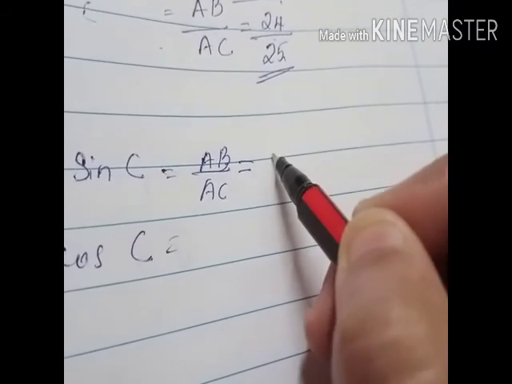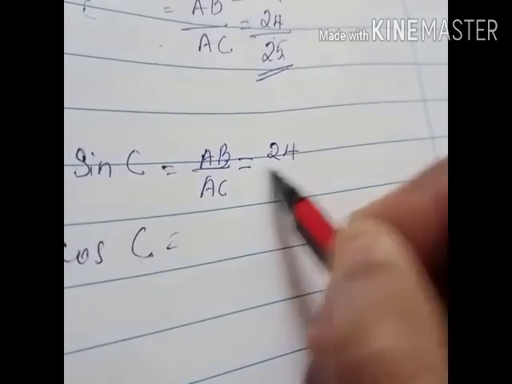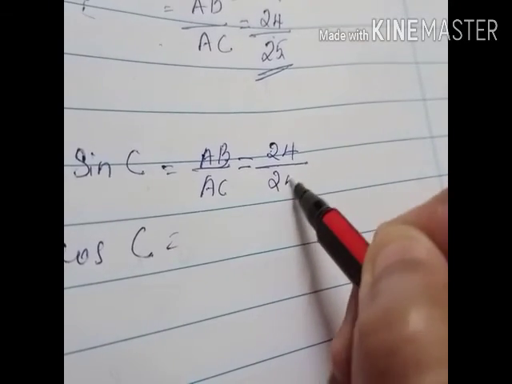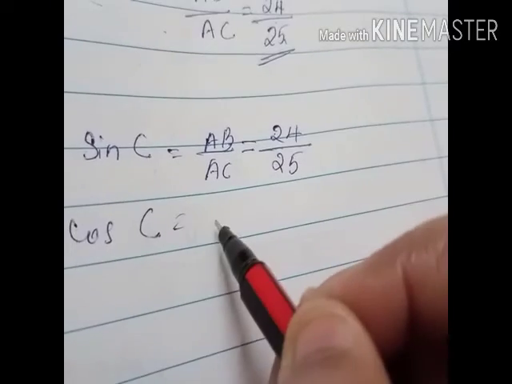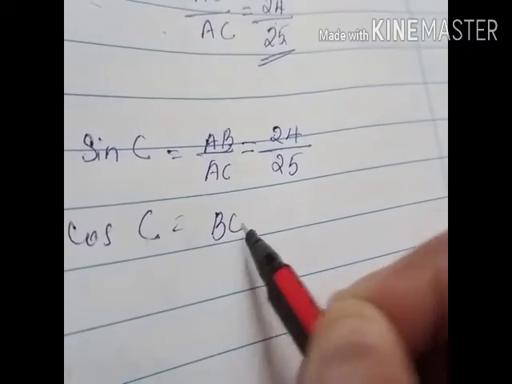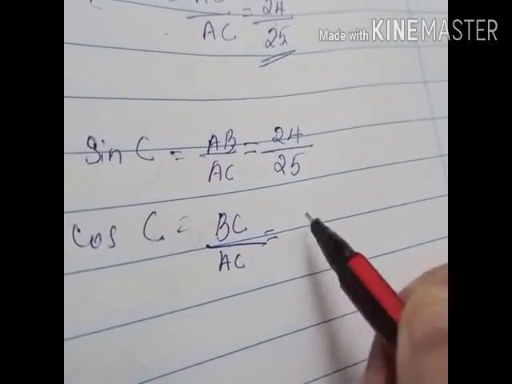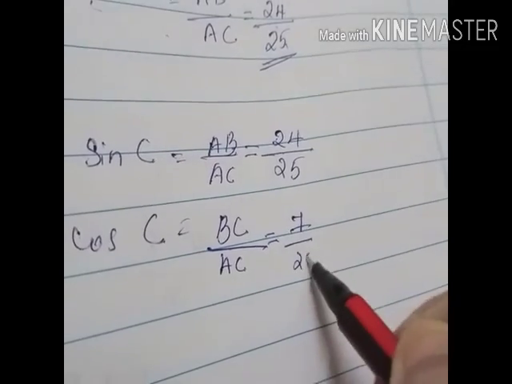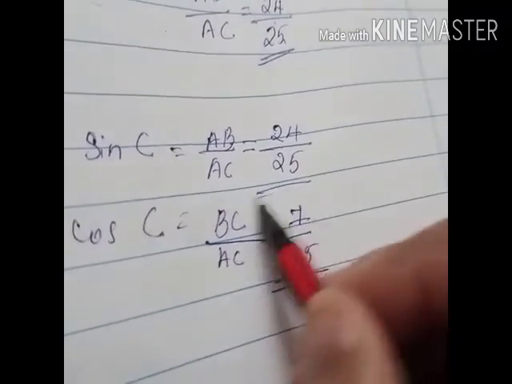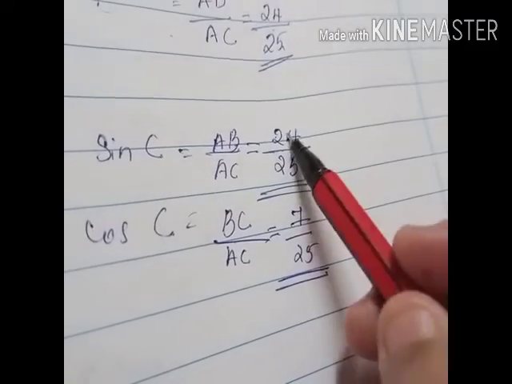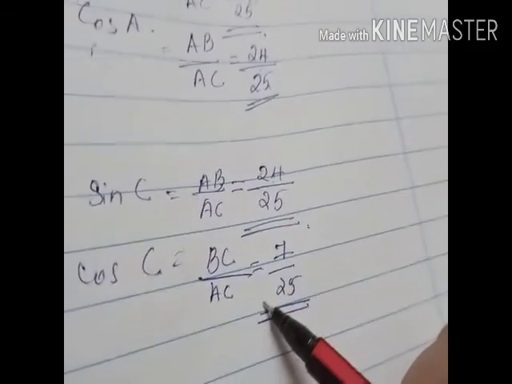AB is given as what? 24. Then AC we got as 25. Then cos C is adjacent side, that is BC by hypotenuse, that is equal 7 by 25. Okay, so here we got sin C and cos C.